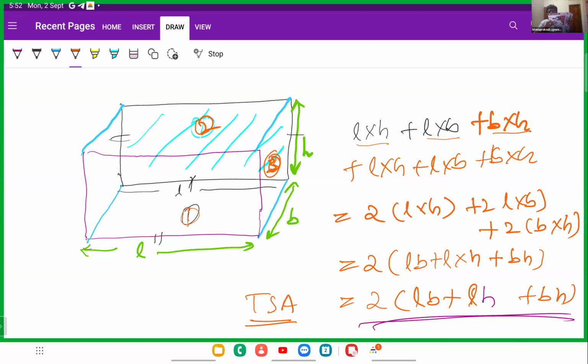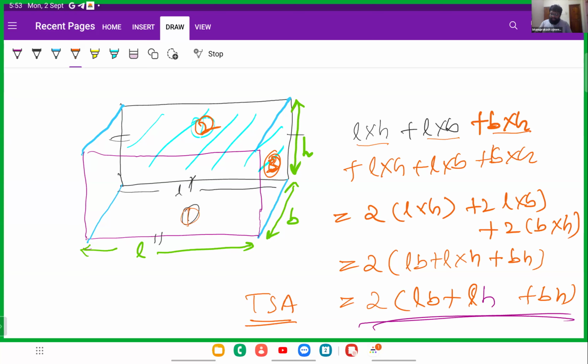And similarly, if I want to calculate the area of this side, it would be length into height. So this area is equal to this area again. Why? Because these two are equal opposite faces. If you take any book, what we are calculating here is the total surface area, isn't it?